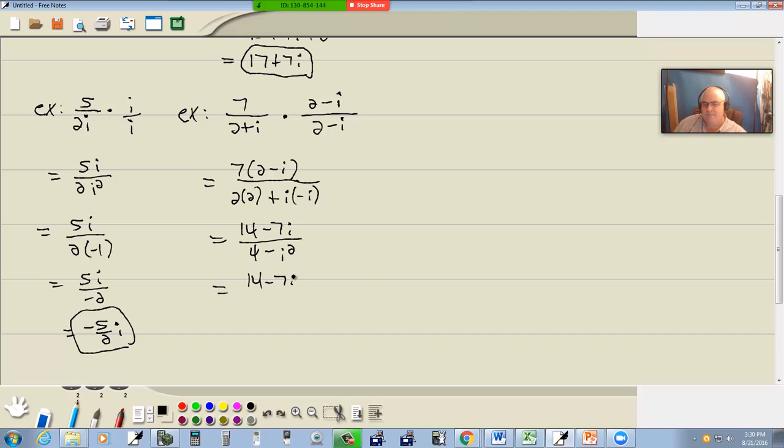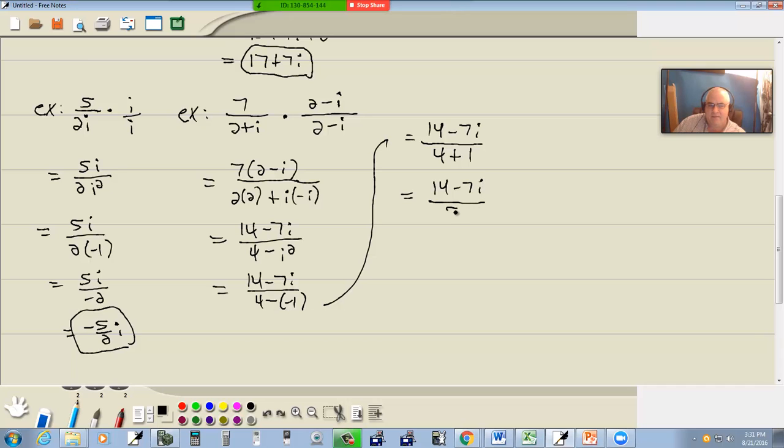So that gives us 14 minus 7i, and then 4 minus, and remember we replace i squared with negative 1. So that gives us 14 minus 7i over 4, and then negative negative becomes a positive. So that gives us 14 minus 7i over 5. Now you split this up. Real part separate from the imaginary part. So you put 14 over 5 minus 7 over 5 with an i to the side. And that would be your answer.